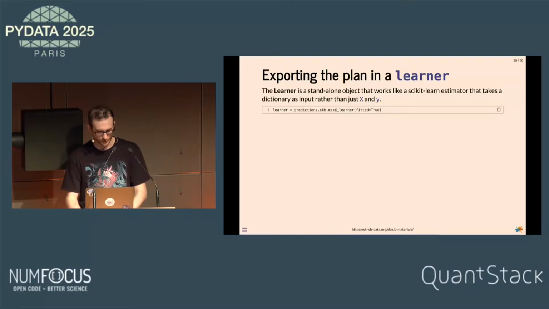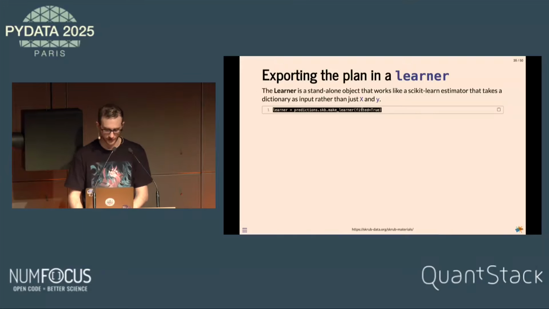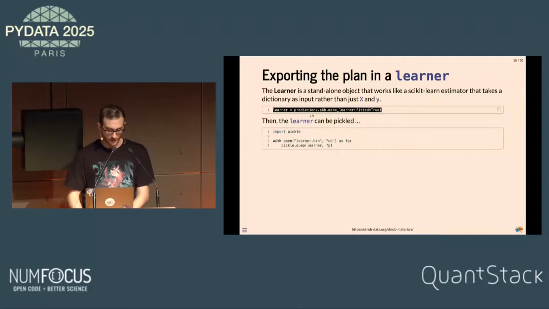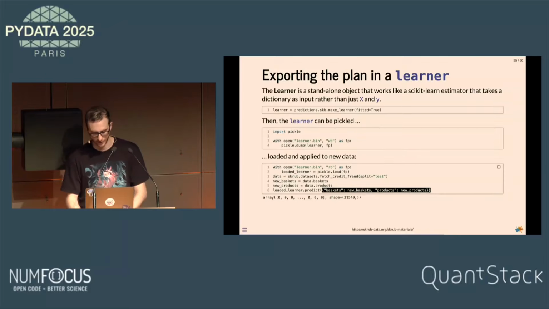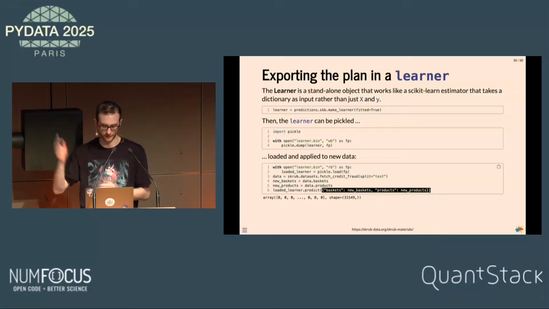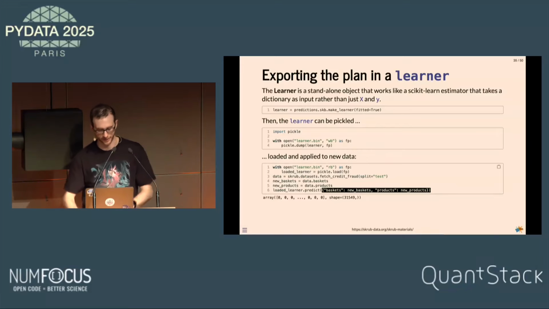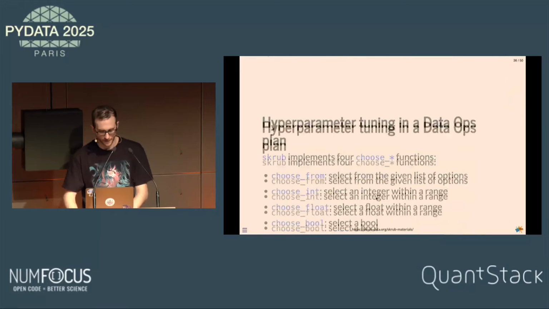So what you do is you do a make learner, which is fitted on the data that you have passed. Then you can pickle the learner, and then you can load it somewhere else, and then you apply it to new data by passing the new data as a dictionary where the keys are the variables that we define at the very start. And then you get the actual predictions at the end.